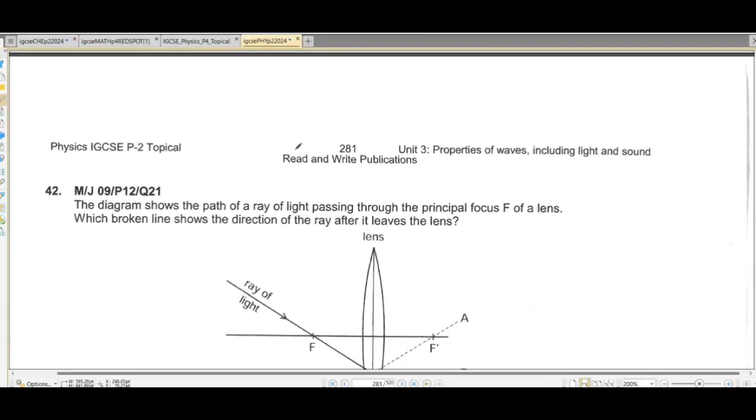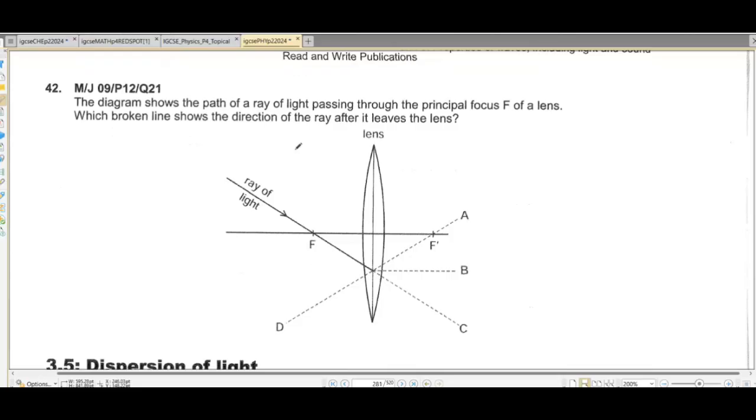Let's move to question number 42. The diagram shows the path of a ray of light passing through the principal focus of the lens. Which broken line shows the direction of the ray after it leaves the lens? The ray of light has passed through the focal point of the lens before it passed through the lens and refracted. So this ray that passes through the focal point of the lens before passing through the lens goes straight ahead like this. I've told this many times before as well. So B is going to be our correct option.